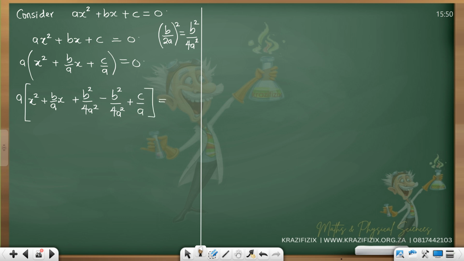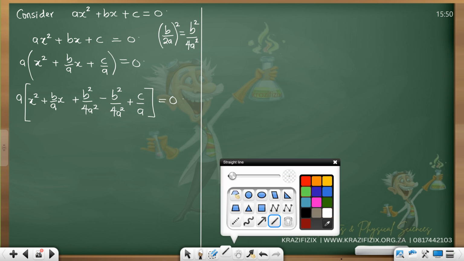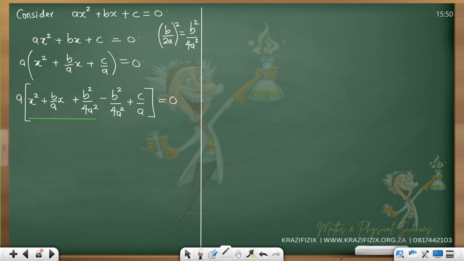Don't throw anything away in maths. This is my perfect square. Always start with a positive. Perfect square trinomial. Okay, so I have a. Remember, it's going to be 2 brackets. This one will still be here. Minus b squared.